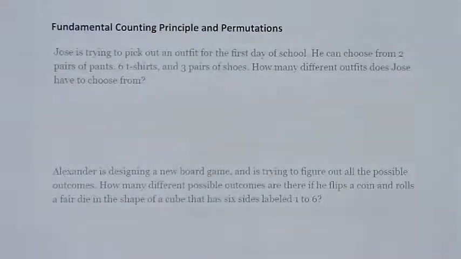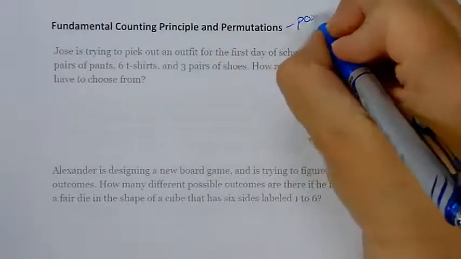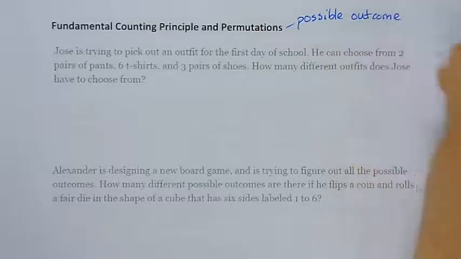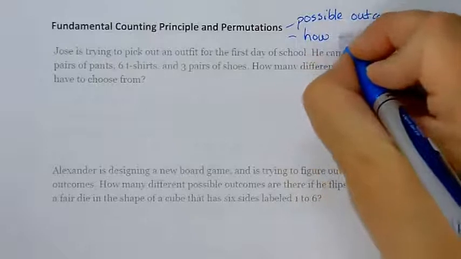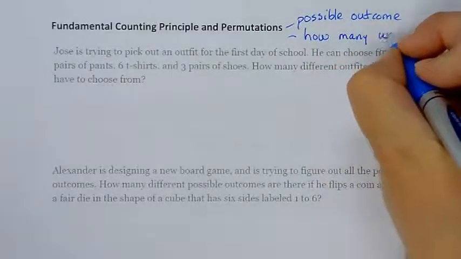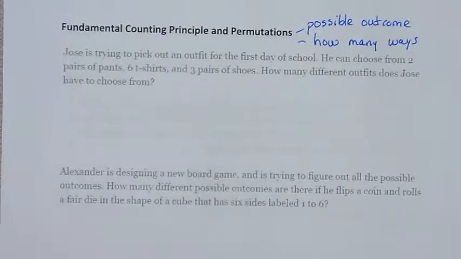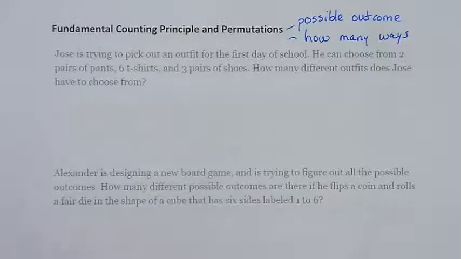So now we're going to talk about the fundamental counting principle and permutations. And when we're talking about the fundamental counting principle and permutations, we're talking about possible outcomes. Or sometimes you can read in the question, it will say, how many ways can something occur? There's always at least one of these, sometimes two or three on the ACT. So let's think about this.